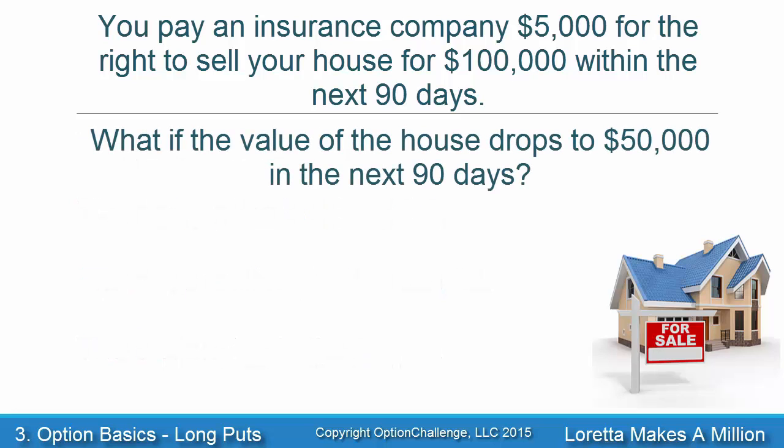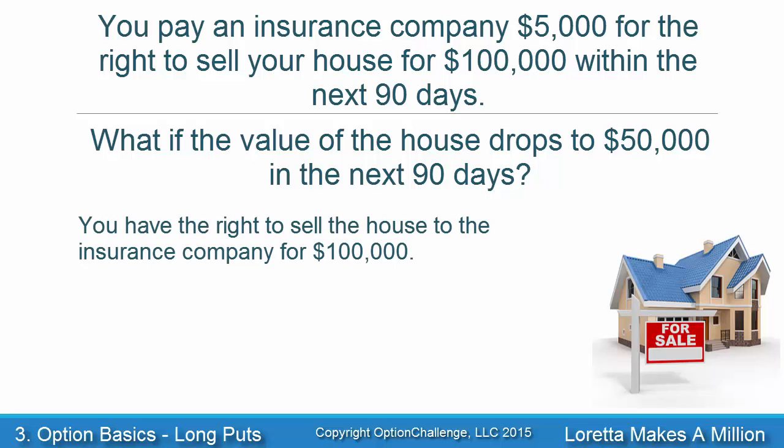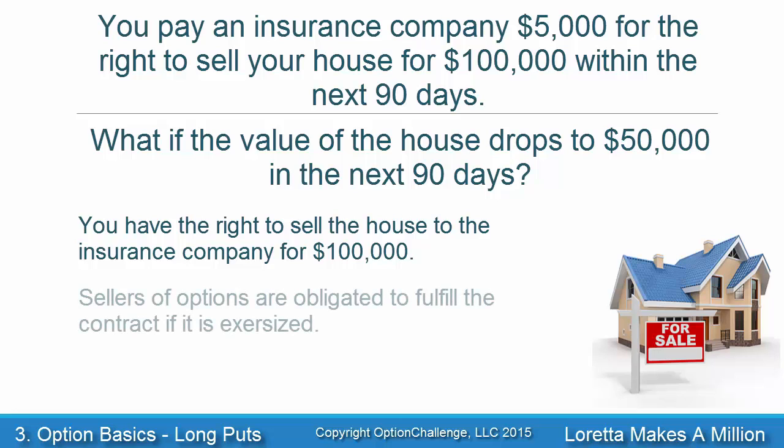Question: what if the value of the house drops to $50,000 in the next 90 days? You have the right to sell the house to the insurance company for $100,000. In other words, you have the right to put the house to the insurance company. The insurance company is obligated to buy the house from you for $100,000. Notice that I said that the insurance company is obligated to buy the house from you. Sellers of options are obligated to fulfill the contract if it is exercised. In this example, the insurance company is the seller of the option.